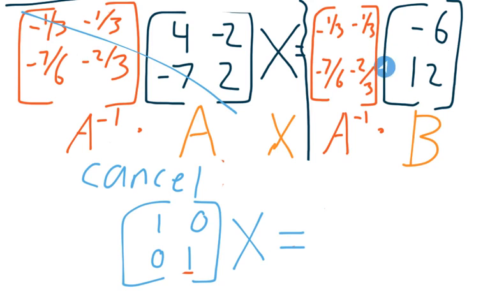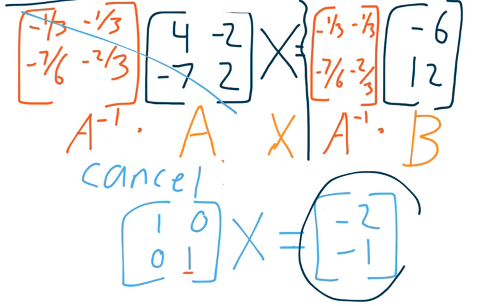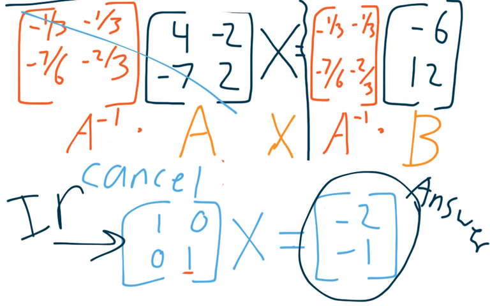These two multiplied together get you the matrix -2, -1. This right here is your solution. This is your answer. How do you know that? Because this right here is the identity matrix. So that times anything is the same thing. That's like saying 1 times something.